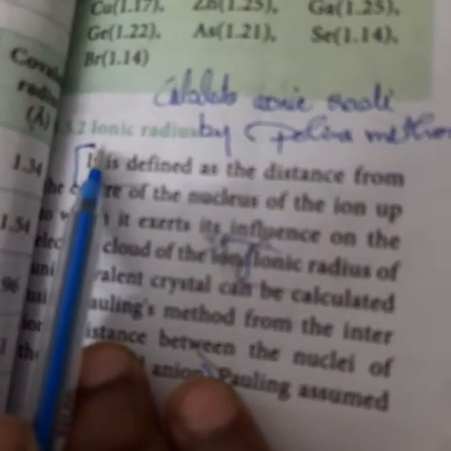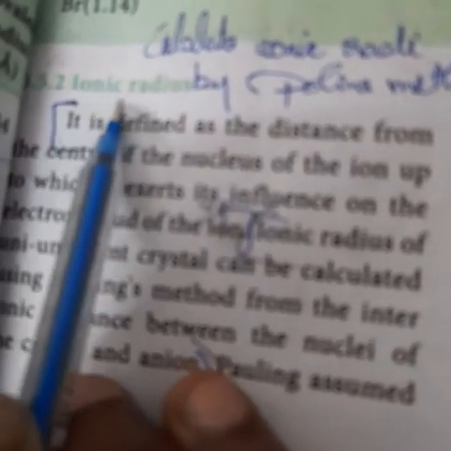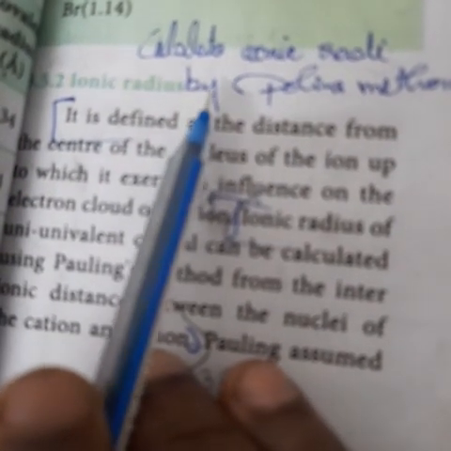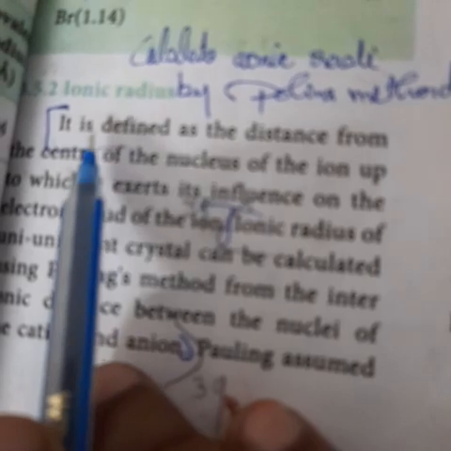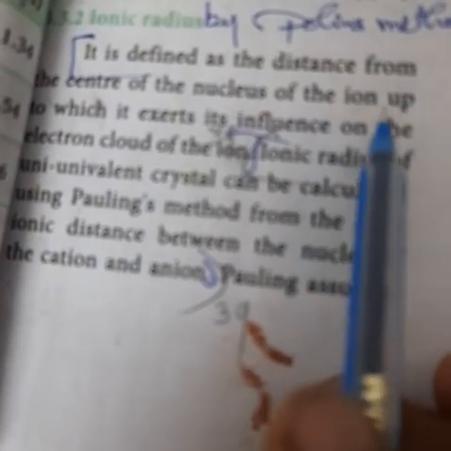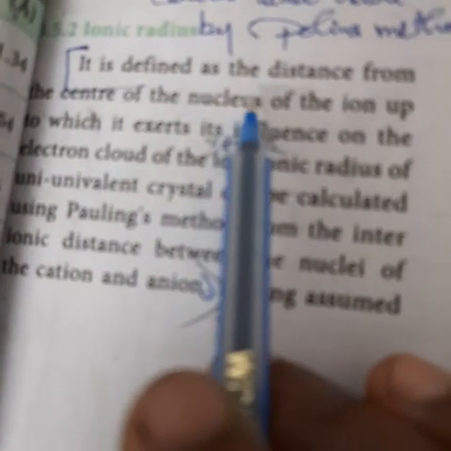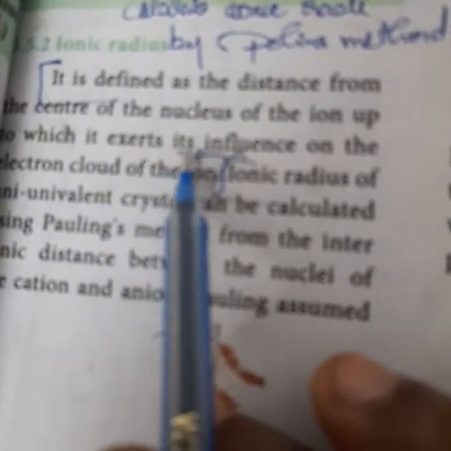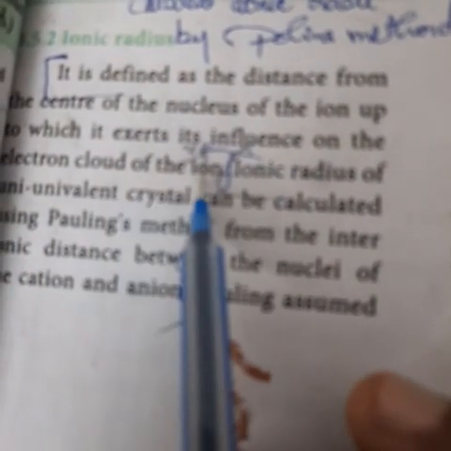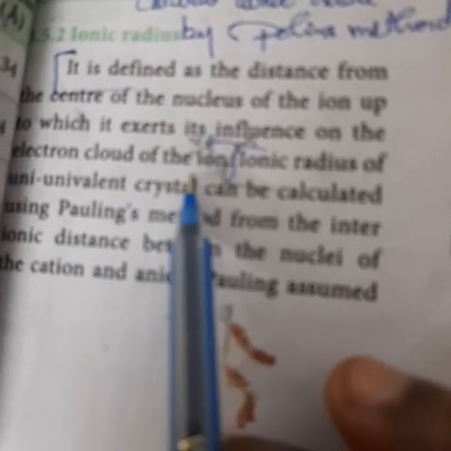And what about the fourth question? What is ionic radius? Page number 83. It is defined as the distance from the center of the nucleus of the ion up to which it exerts its influence on the electron cloud of the ion. Up to here you mark.